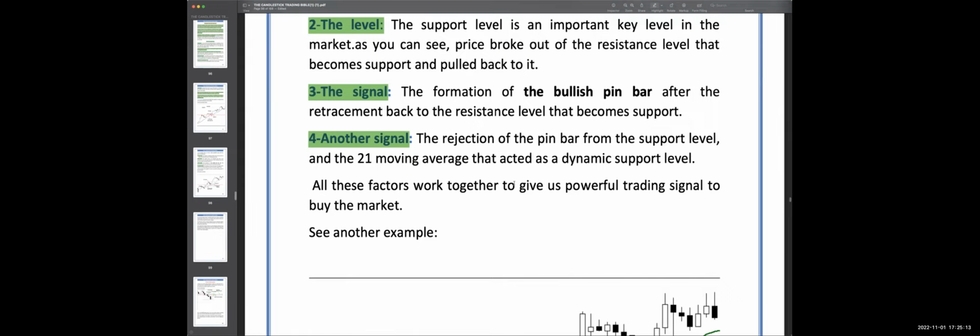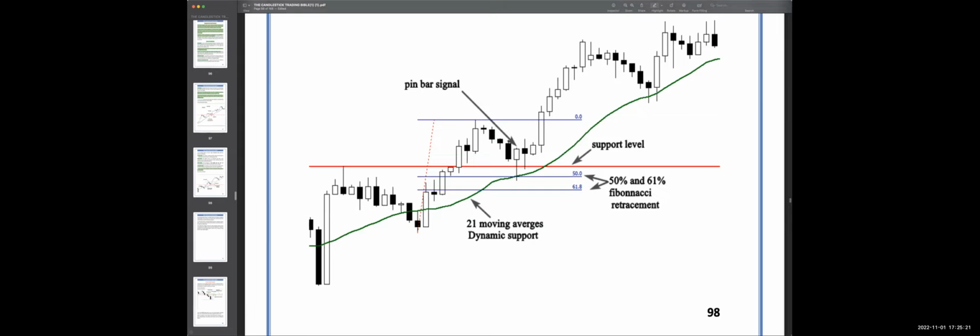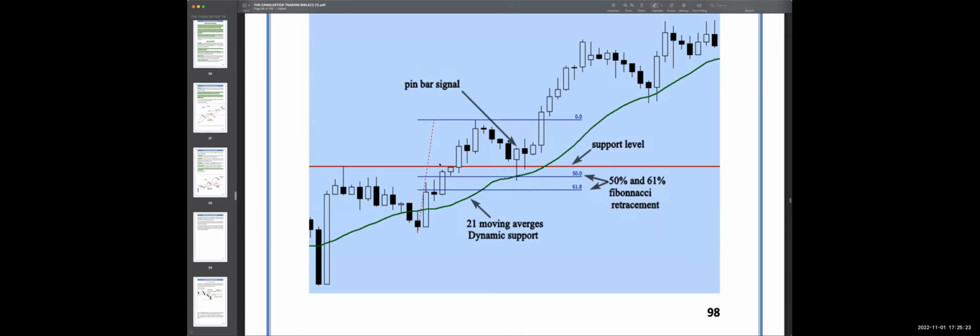All these factors work together to give us a powerful trading signal to buy the market. Okay, another example. Prices coming up, we've broken, or here they use the Fib. So I'll go to the charts, try to draw the Fib for you, try to explain how it works. Okay, so pin bar signal, so you've broken.